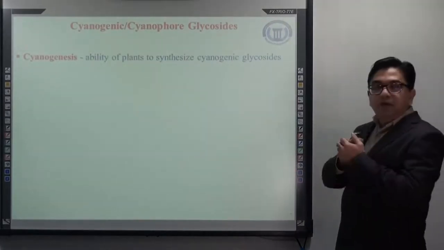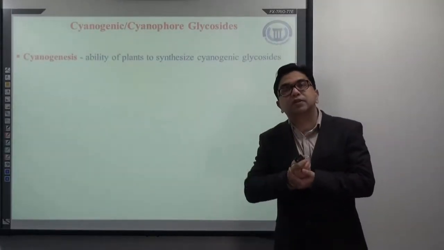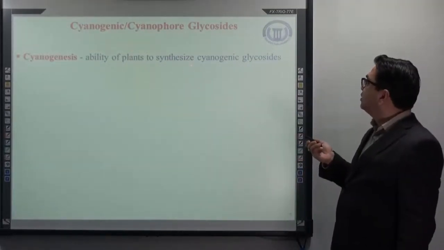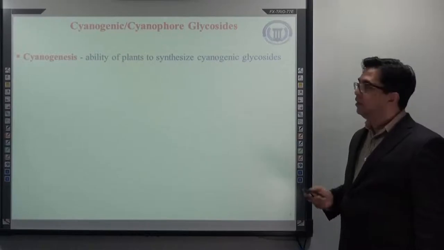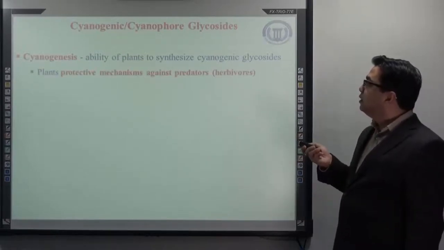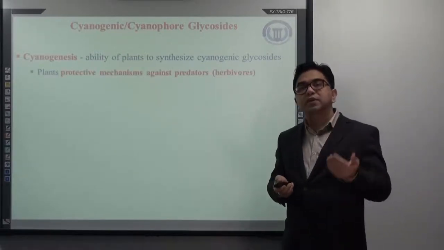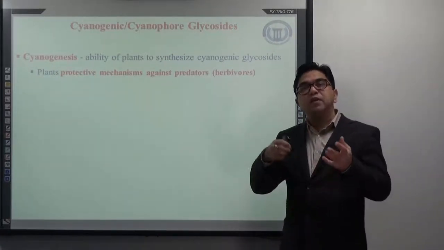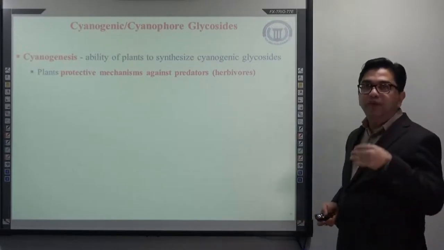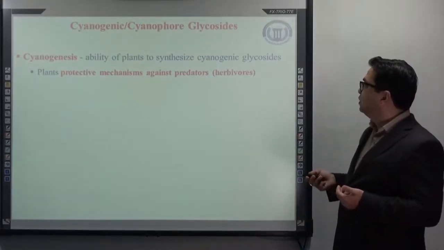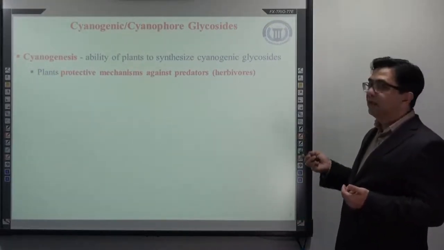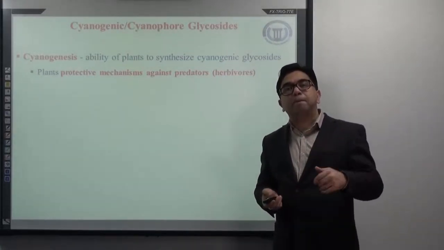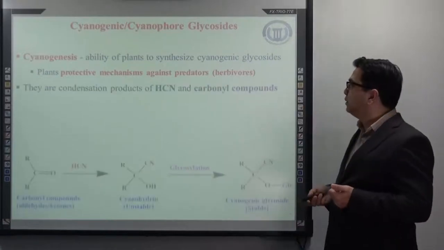Now we will discuss a process that is known as cyanogenesis. It is the ability of plants to synthesize cyanogenic glycoside. And the plant uses this process of cyanogenesis as a protective mechanism to protect itself from predators and pathogens and various other microorganisms, and especially against predators like herbivores, to discourage the herbivores from eating the plant or part of the plant.